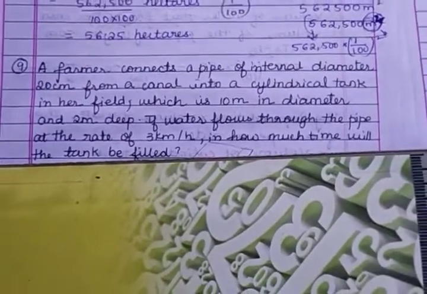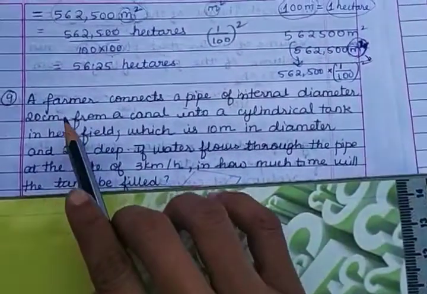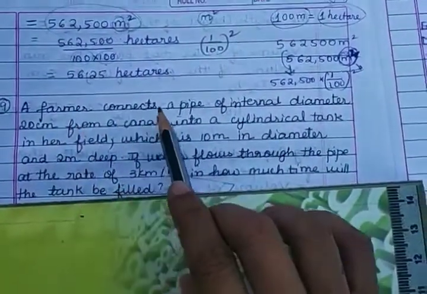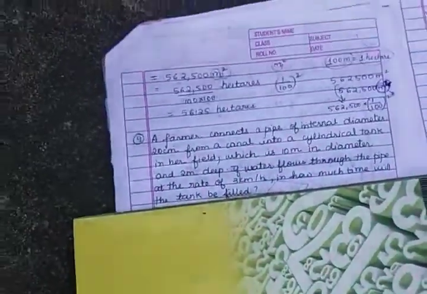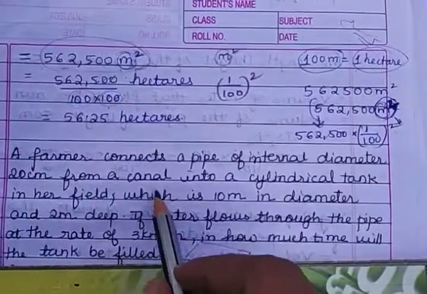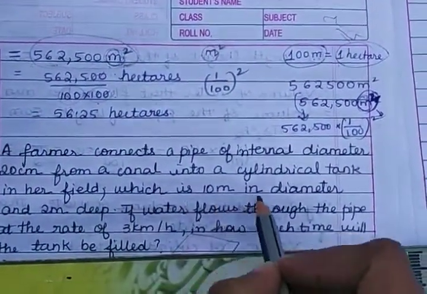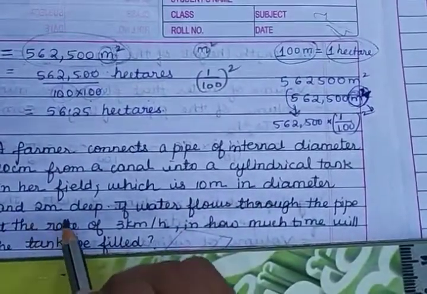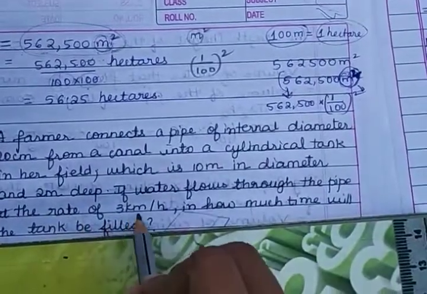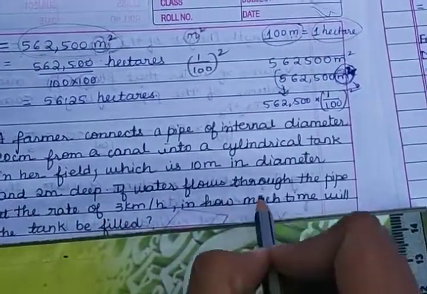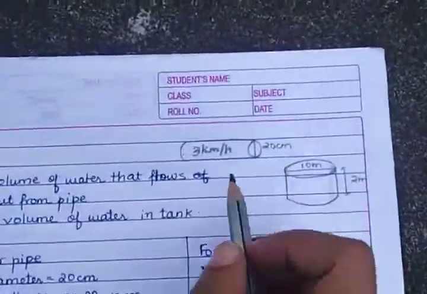In this video, let us see the ninth question from the exercise. The ninth question says, a farmer connects a pipe of internal diameter 20 centimeters from a canal into a cylindrical tank in her field, which is 10 meters in diameter and 2 meters deep. If the water flows through the pipe at the rate of 3 kilometers per hour, in how much time will the tank be filled?